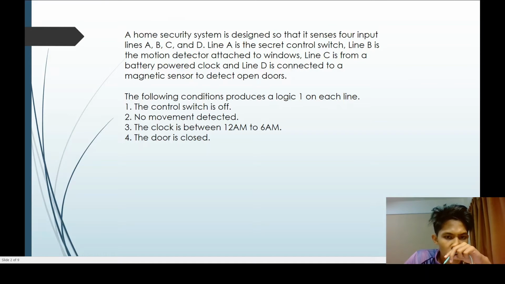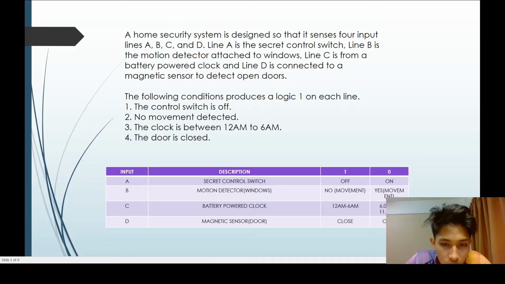So the following connections produce a logic 1 on each line. For the control switch, it is off; for the motion detector attached to windows, there is no movement; for the clock, it is between 12 am to 6 am; and the last one is that the door is closed. So this is the table for the information given in the question.